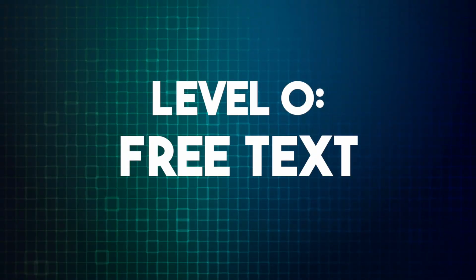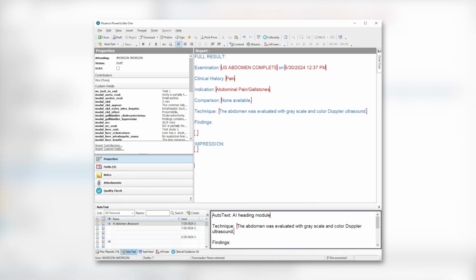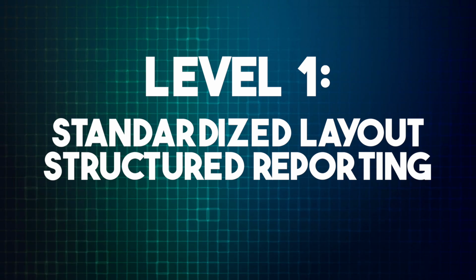Level 0, or free text, is the OG of reporting templates. These continue to be used everywhere, especially for rare or complex cases. You can see an example of a PowerScribe free text template on the screen. Level 1 is a standardized layout, and it basically ensures that all required elements are included.